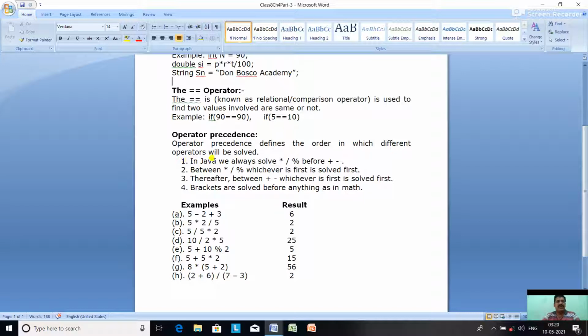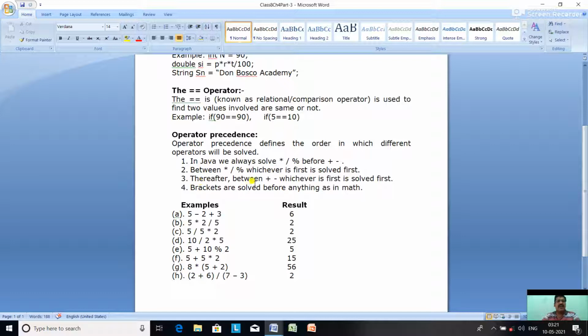So first rule: in Java we always solve asterisk, slash and modulus operators before plus and minus. Asterisk for multiplication, slash for division, and modulus for the remainder. These three operators are solved before plus and minus. After these three, only plus and minus are done. All these three have got the same priority. So which will be solved first in an expression? Whichever comes leftmost will be solved first.